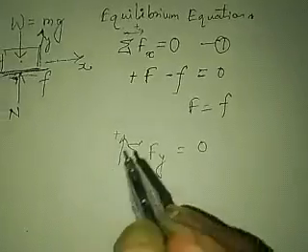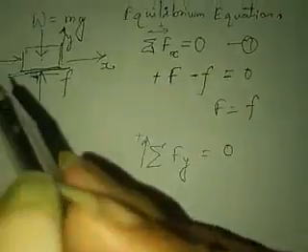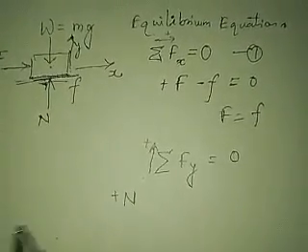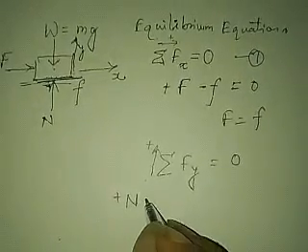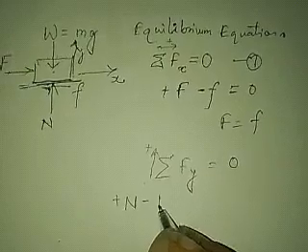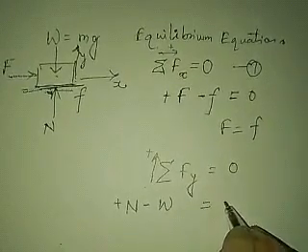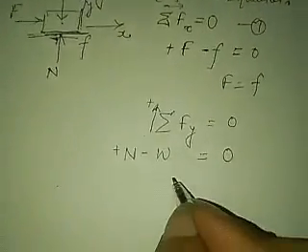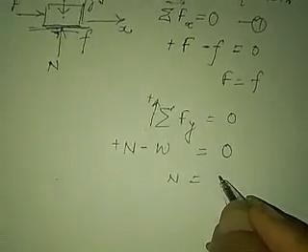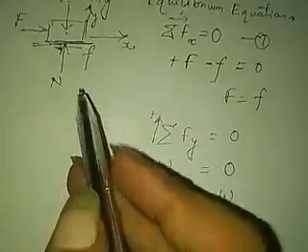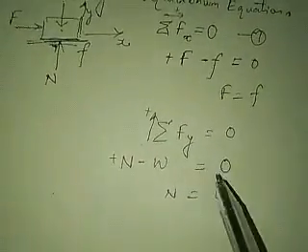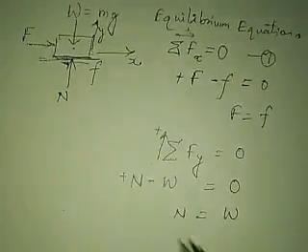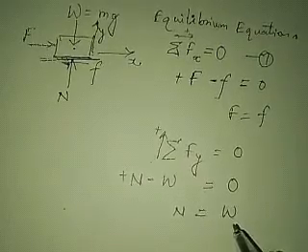Then what should be my application of this equation to this case? In this case, N is acting in the positive direction, and W, which is acting in the negative direction, must equal 0. And what it implies? N equals W. All the reaction I'm getting is because of the load, or the self weight, or because of this.